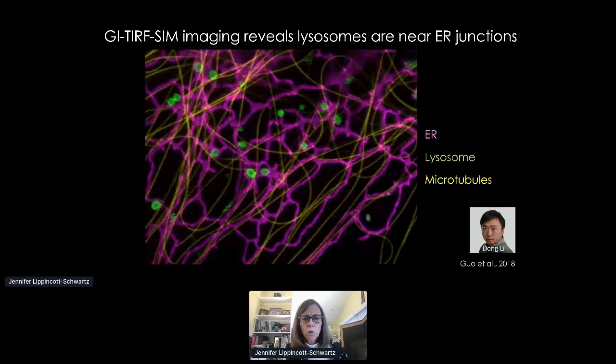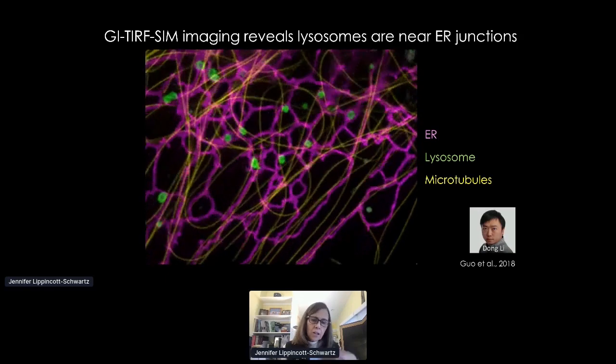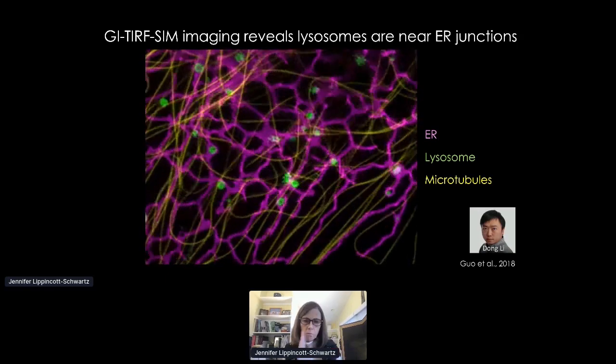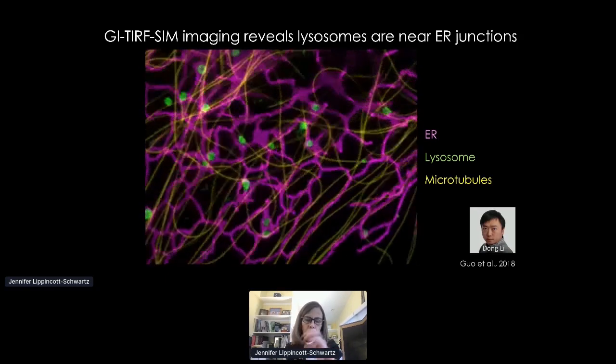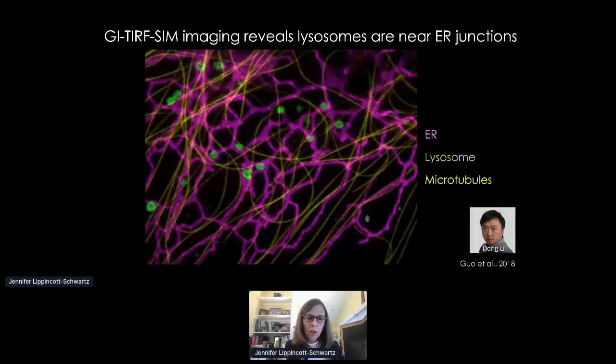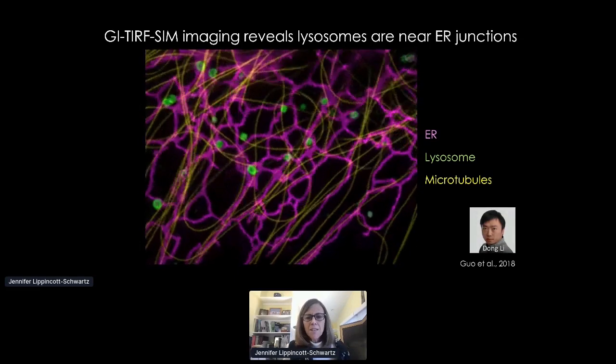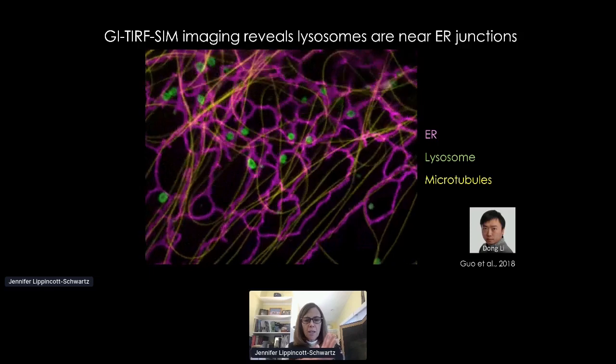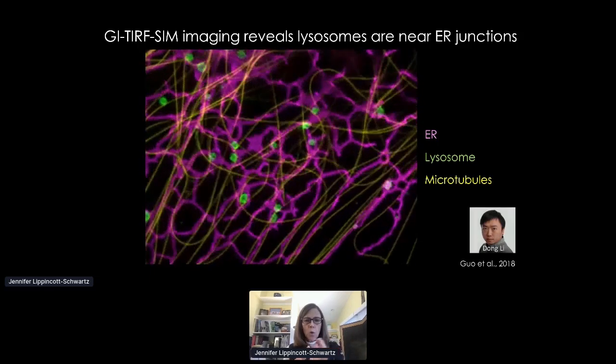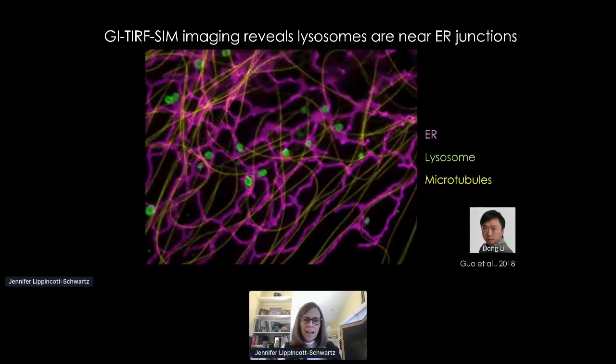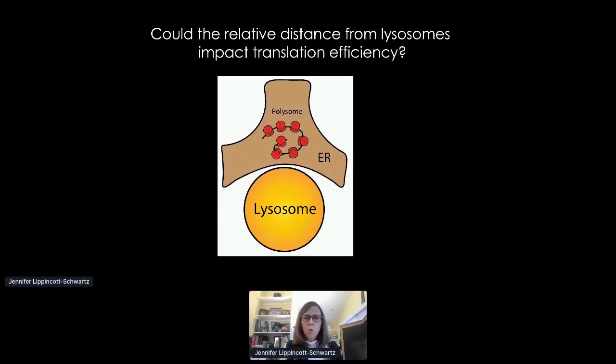Lysosomes frequently adhere to the surface of the ER through contact sites. You can see the lysosomes are moving along microtubules, but many of these lysosomes are spending a lot of time at three-way junctions or at these matrices. And so that led us to start wondering whether the relative distance from a lysosome might impact translation efficiency.